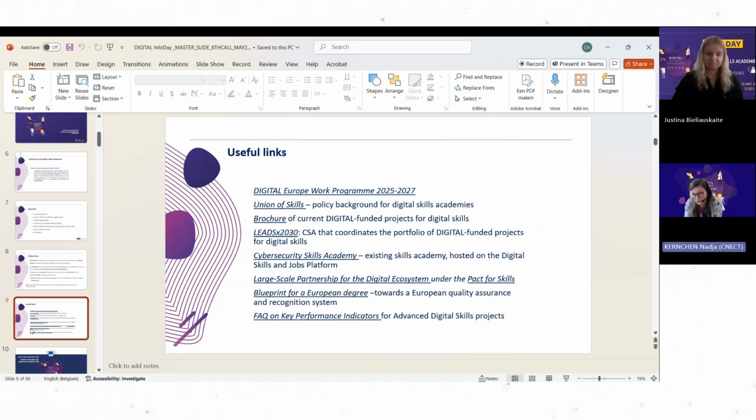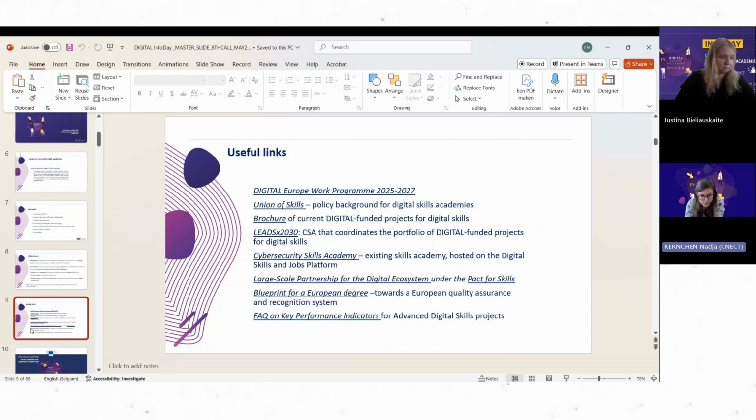Same for the Digital Skills and Jobs platform, of course, who we are very thankful for that they are hosting this info day today. There's a massive amount of resources there, so also have a look at the page. I haven't linked it, but I think everybody knows it. Then the Cybersecurity Skills Academy. They have a landing page on the Digital Skills and Jobs platform, which I have linked here. So there you can see a bit how this kind of landing page could look like, because all of the academies will be required to have a similar landing page.